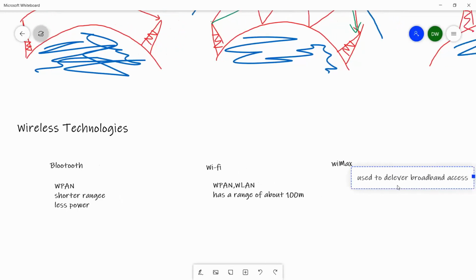This is really fast, and this is used for wireless metropolitan area networks, which we mention as WMAN, and this has a greater distance. Right? So those are the different types of technologies we have when we talk about wireless communication.